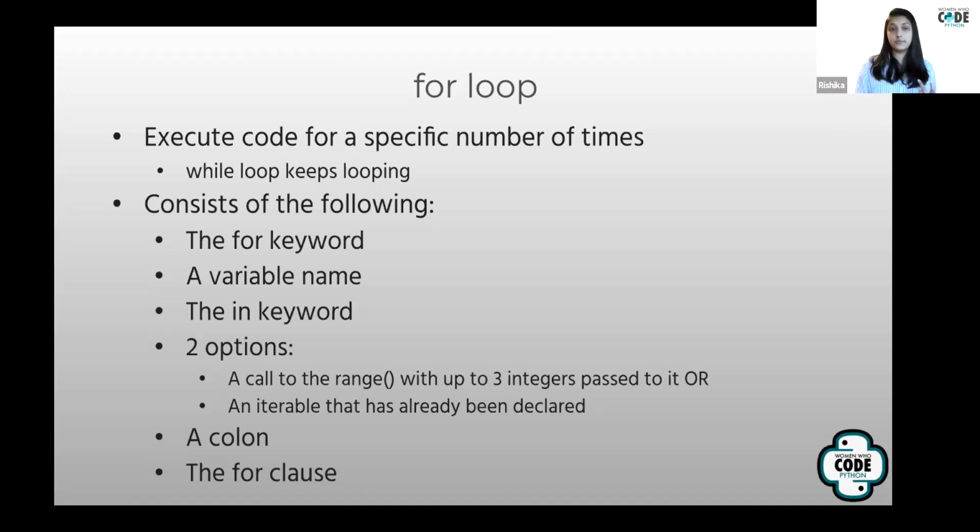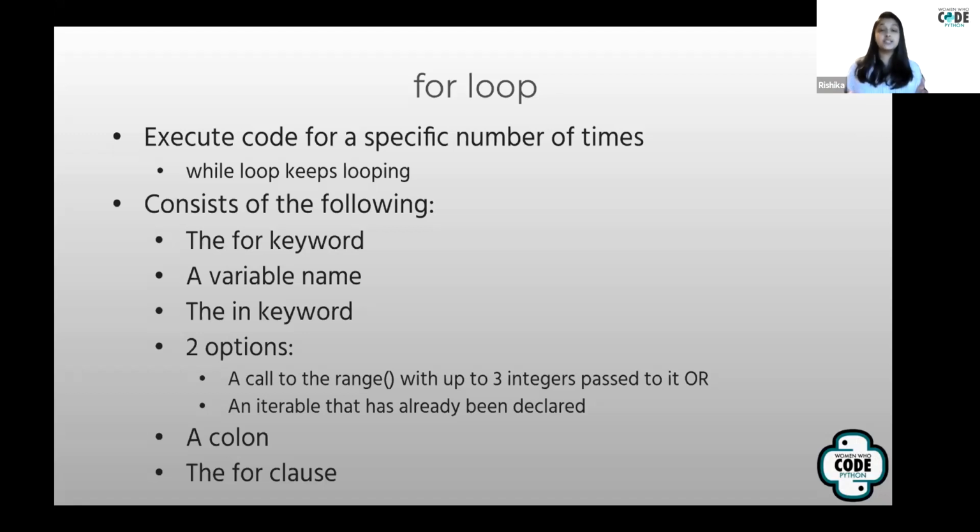And a for loop consists of the following. You have the for keyword, again, all in lowercase. Then you have a variable name. Then you have the in keyword. And then from here, you have two options. You can call the range method, so range parentheses, and inside that range method, you can put up to 3 integers that are passed into it. So inside that method, you could have 3 different values that it can take in. Or you put in any sort of iterable that has already been declared.